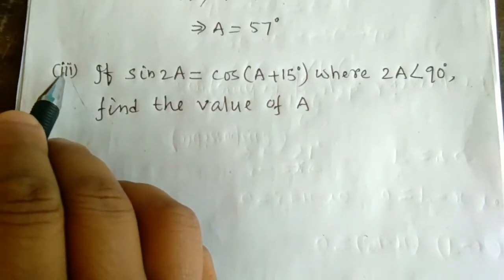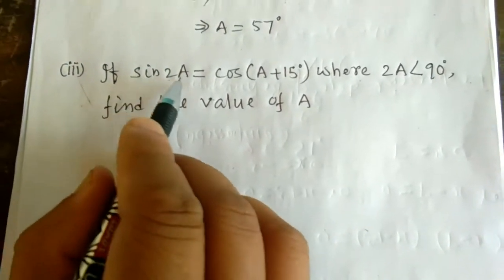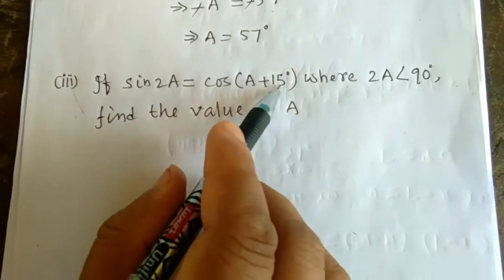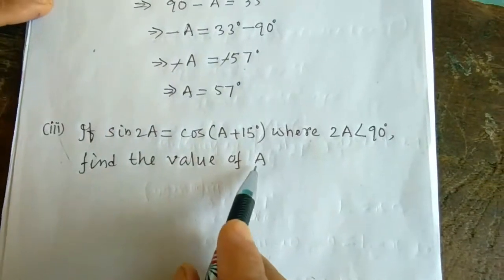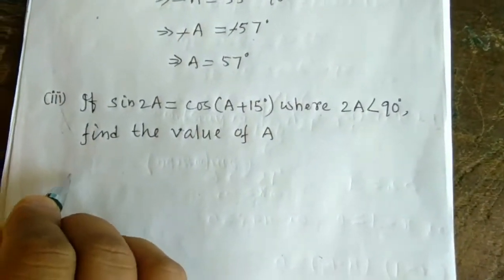Solution. Question number 3, exercise 8.3. If sin 2A equals cos (A plus 15 degree), where 2A is less than 90 degree, find the value of A. Same as before, same as question number 2.